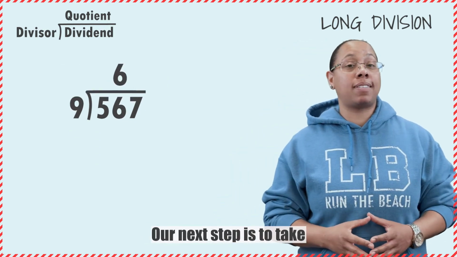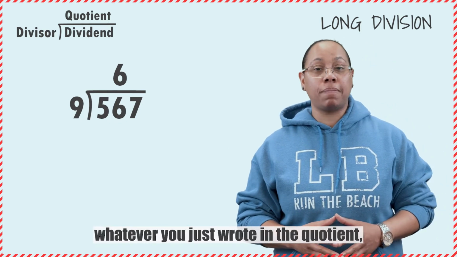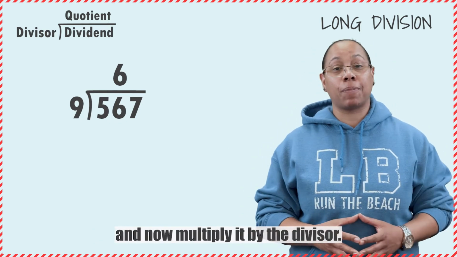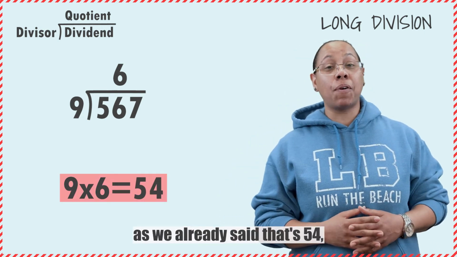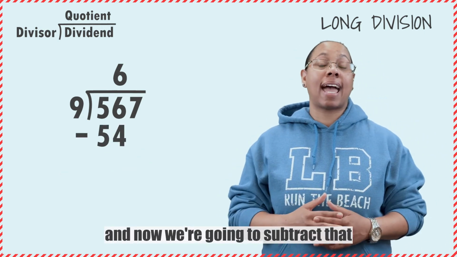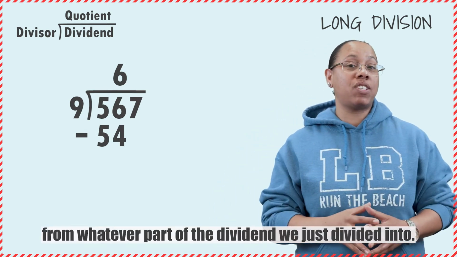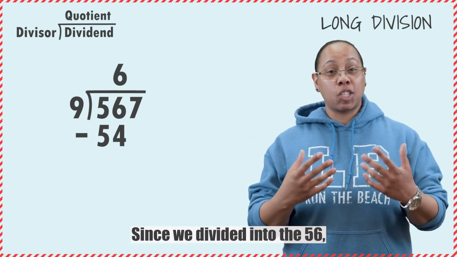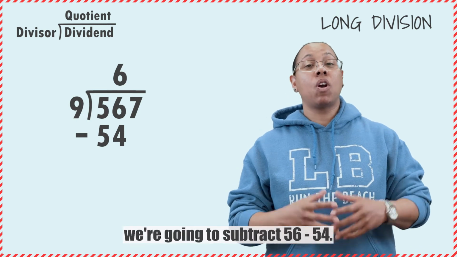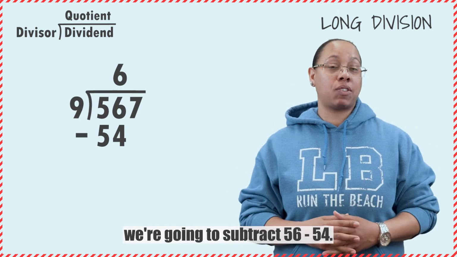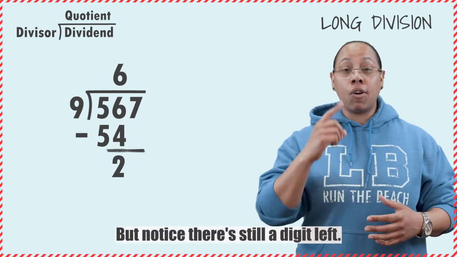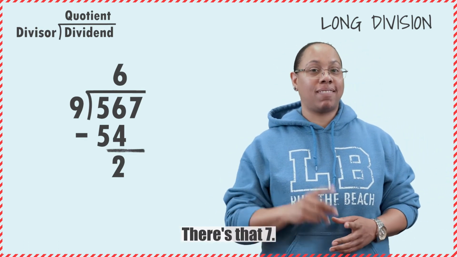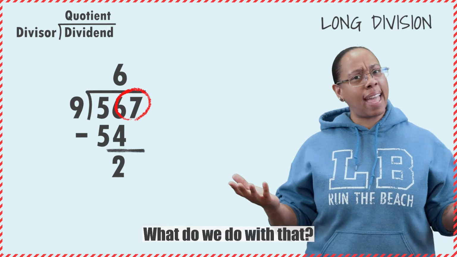Our next step is to take whatever you just wrote in the quotient and now multiply it by the divisor. We take 6 times 9, as we already said, that's 54, and now we're going to subtract that from whatever part of the dividend we just divided into. Since we've divided into the 56, we're going to subtract 56 minus 54. That leaves us with 2. But notice, there's still a digit left. There's that 7. What do we do with that?